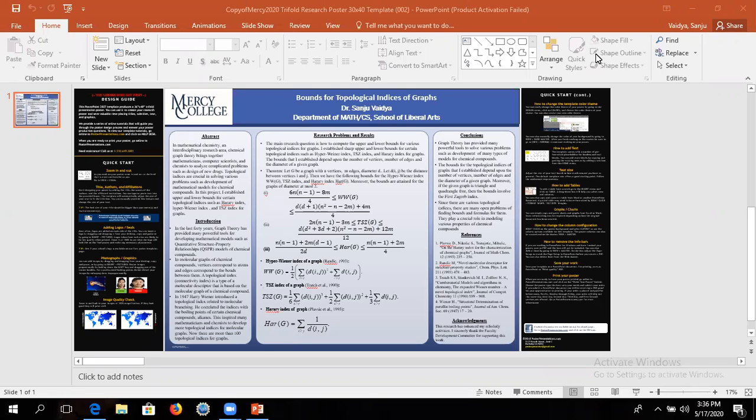And that's exactly what I'm doing in this project. I focused on some indices, the hyper-Wiener index, the TSZ index, and the Harari index, and found the bounds, the upper bound and the lower bound, for various classes of graphs. And they are sharp, so they're attained by some graphs.